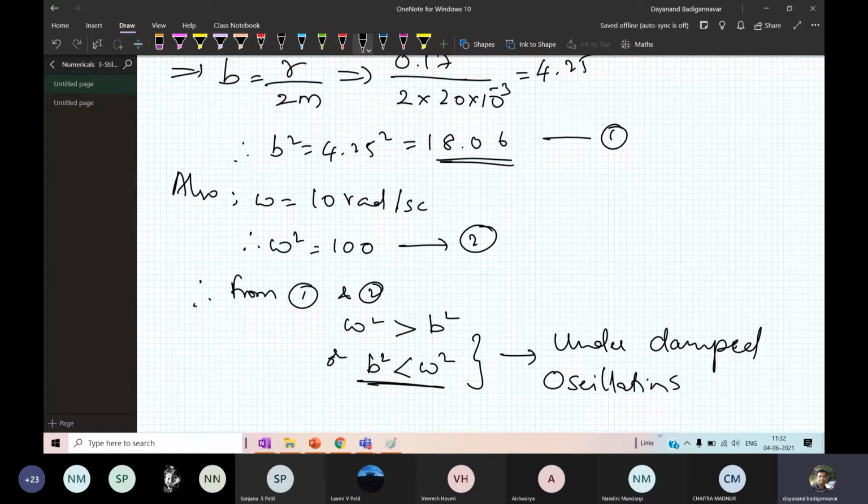Similarly, go for the next problem. Simple problem. Okay, go for the next one.